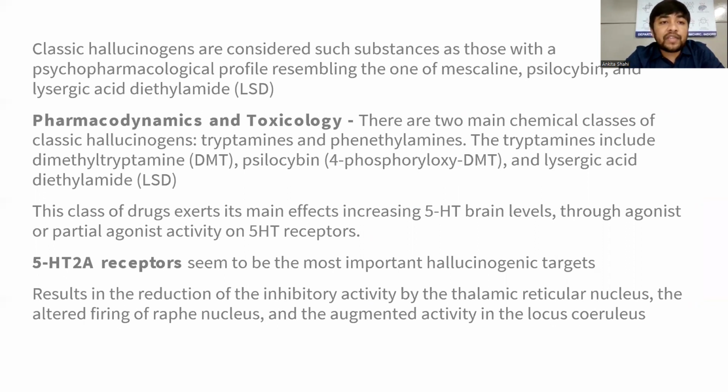Pharmacodynamics and toxicology: there are two main chemical classes of classic hallucinogens, tryptamines and phenylethylamines. Tryptamines include DMT, that is dimethyltryptamine, psilocybin, which is 4-phosphoryloxy-DMT, and lysergic acid diethylamide. This class of drugs exerts its main effect by increasing 5-HT brain levels through agonist or partial agonist activity on the 5-HT receptor. And as it messes with the serotonin system, compounds like psilocybin are under evaluation for their antidepressant activity also. The 5-HT2A receptor seems to be the most important hallucinogenic target, so 2A, remember that. It results in the reduction of inhibitory activity by the thalamic reticular nuclei, the altered firing of raphe nuclei, and the augmented activity of locus coeruleus.